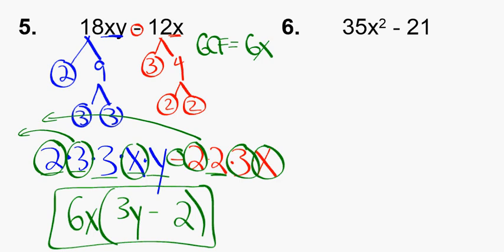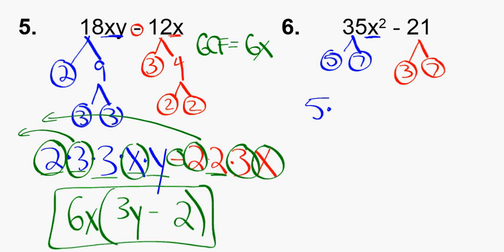One more. 35 is the same as 5 times 7. So both of those are prime. And then 21 is the same as 3 times 7, where both of those are prime. So the prime factorization of 35x squared is 5 times 7 times x times x. And then 21 is 3 times 7. Notice there's no x there, so it's just 3 times 7.